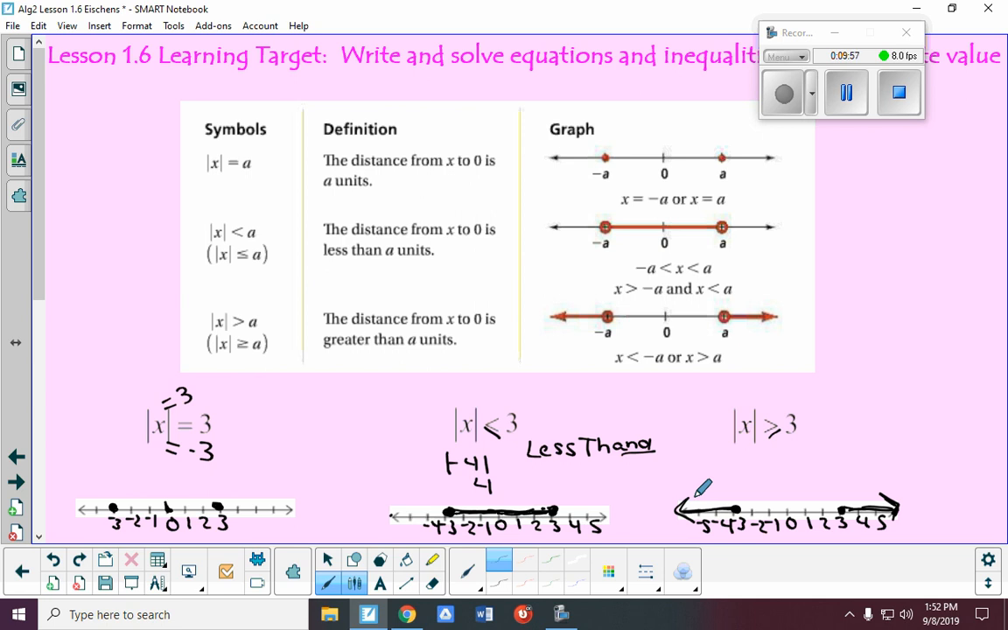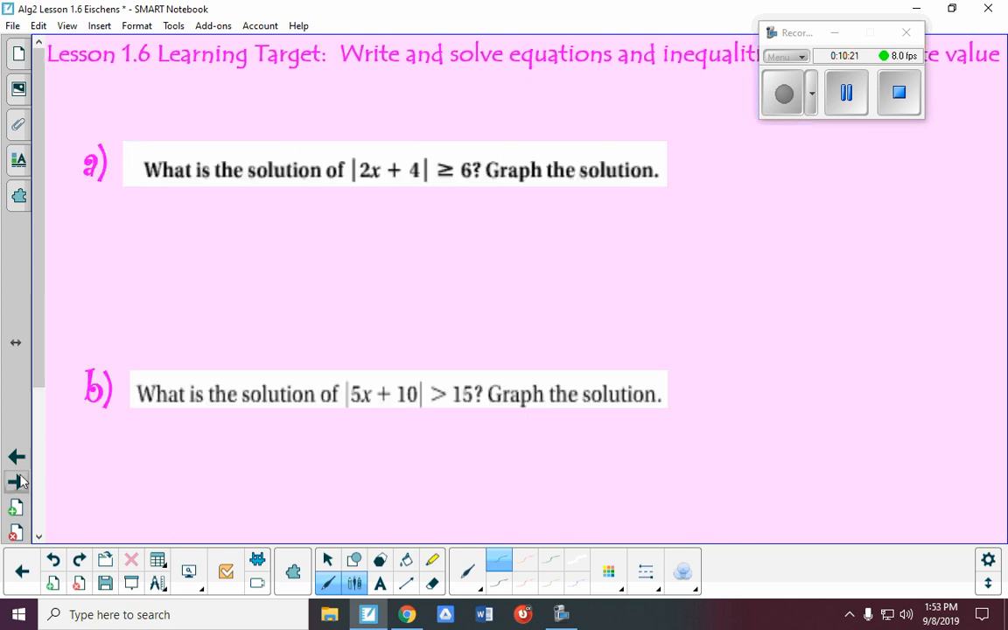So the solution here would be that x is greater than or equal to 3 or x is less than or equal to negative 3. So I've changed the name of greater to be "great-or." So when you see a greater than, you think great-or. The arrow will go two directions, left or right. So using that, we can solve our absolute value inequality problems.